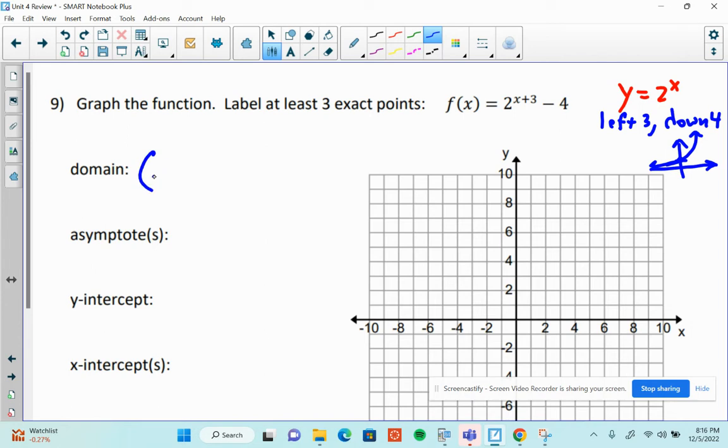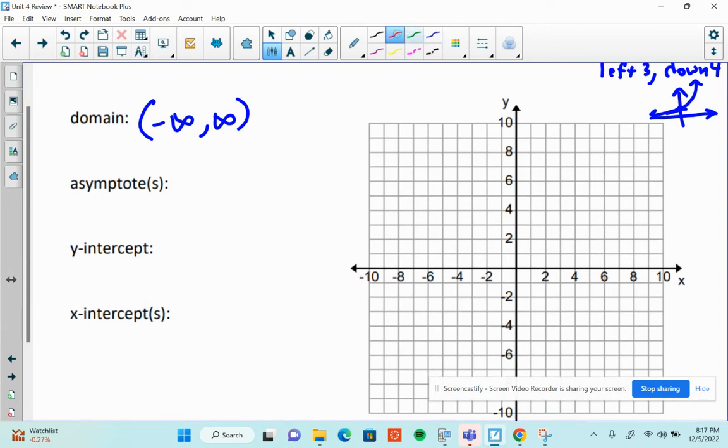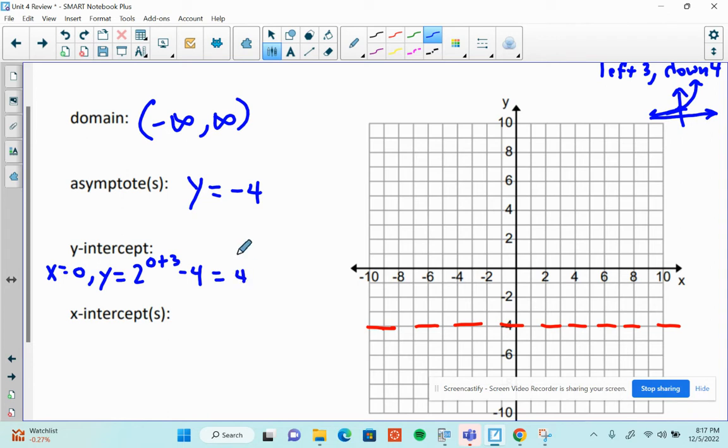The domain of this is going to be all real numbers. The asymptote, we're taking the x-axis, shifting down 4, so we're going to go down to y equals negative 4. The y-intercept, well, I could just plug in x equals 0 and figure that out. If x is 0, y is 2 to the 0 plus 3, take away 4. That's 2 cubed, which is 8. Take away 4 is 4. So our y-intercept is 0, 4. And put that on the graph.